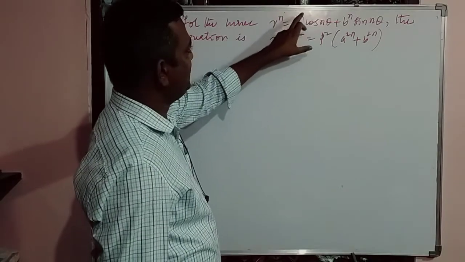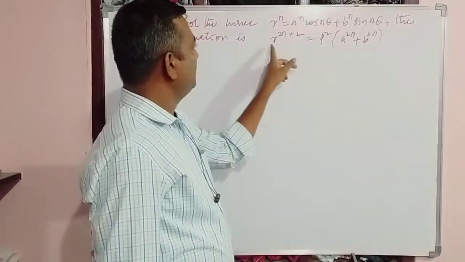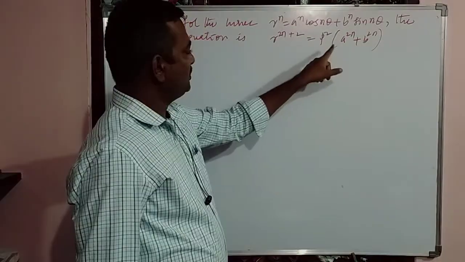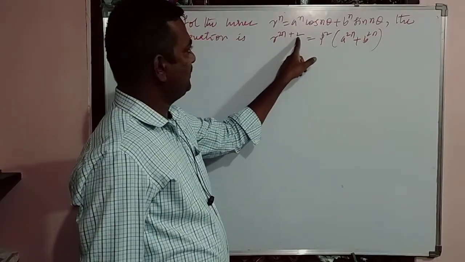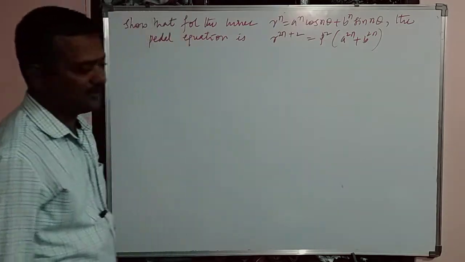Today I am going to discuss one more example based on the pedal equation of a polar curve. Observe, students, you have a curve r^n = a^n cos nθ + b^n sin nθ. Show that the pedal equation is in the form r^(2n+2) = p² (a^(2n) + b^(2n)).